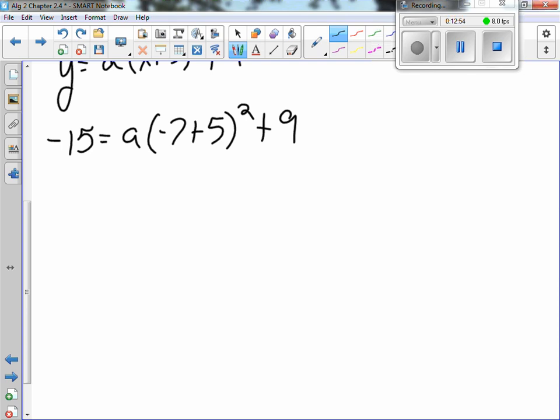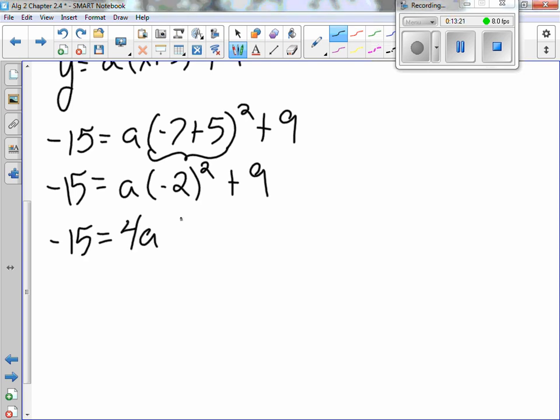Any questions on how we got to this point here? Now, we can simplify. -7 plus 5, which is -2. And -2 squared, -2 times -2 would be 4, yes? Now, if you wanted to, you could have typed in the calculator parentheses -7 plus 5, close parentheses squared, hit enter, and it would have told you it was 4.